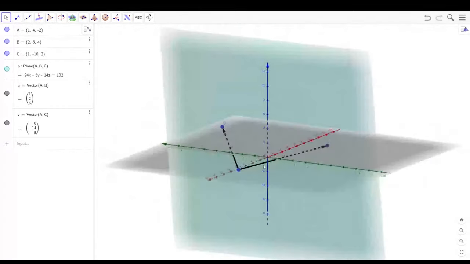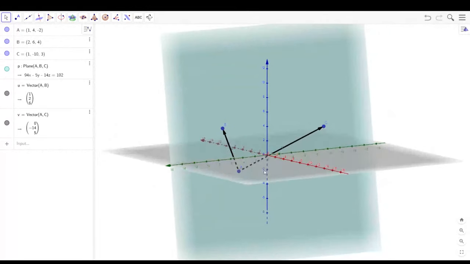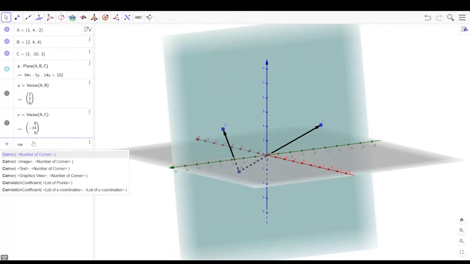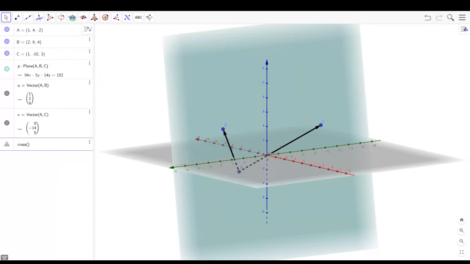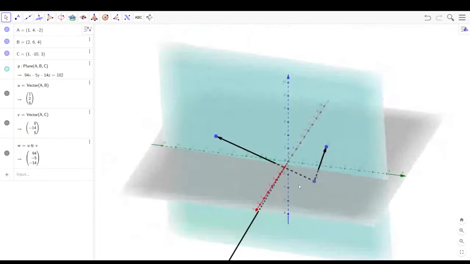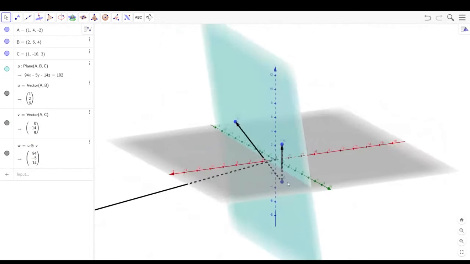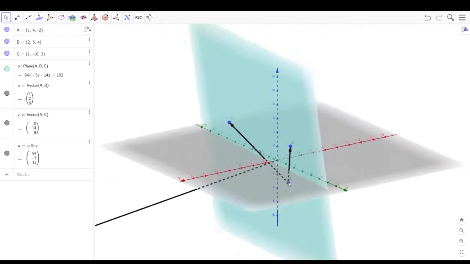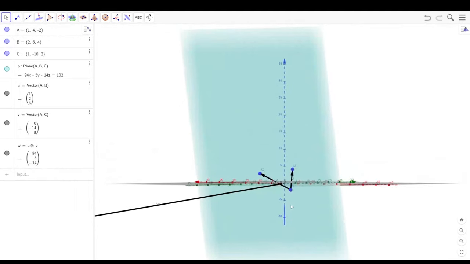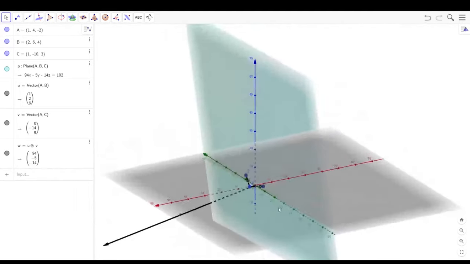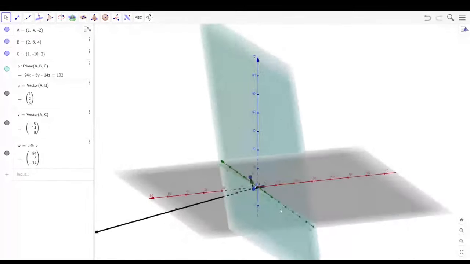And then one other thing, I'm not sure if you've seen this in lectures, but if I do the cross product of U and V, I get a normal vector. Oh my goodness. It's sticking out a long way here, but it's normal to the plane. So a couple of important things there. GeoGebra is very helpful.